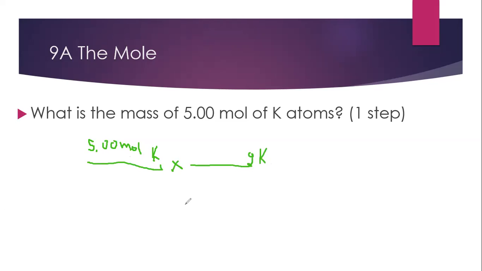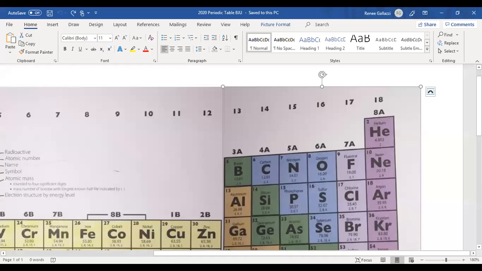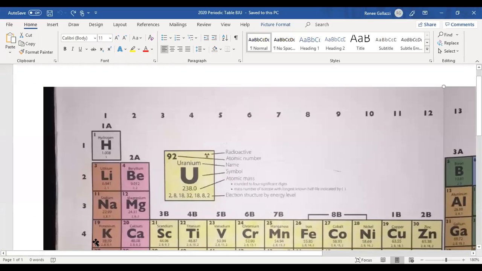So where do we go to look up potassium? Remember, we've got to go and look at the periodic table. I tried to save it. Let's see if it works. Probably won't. Okay, so potassium is over here. Here's potassium, 39.10.